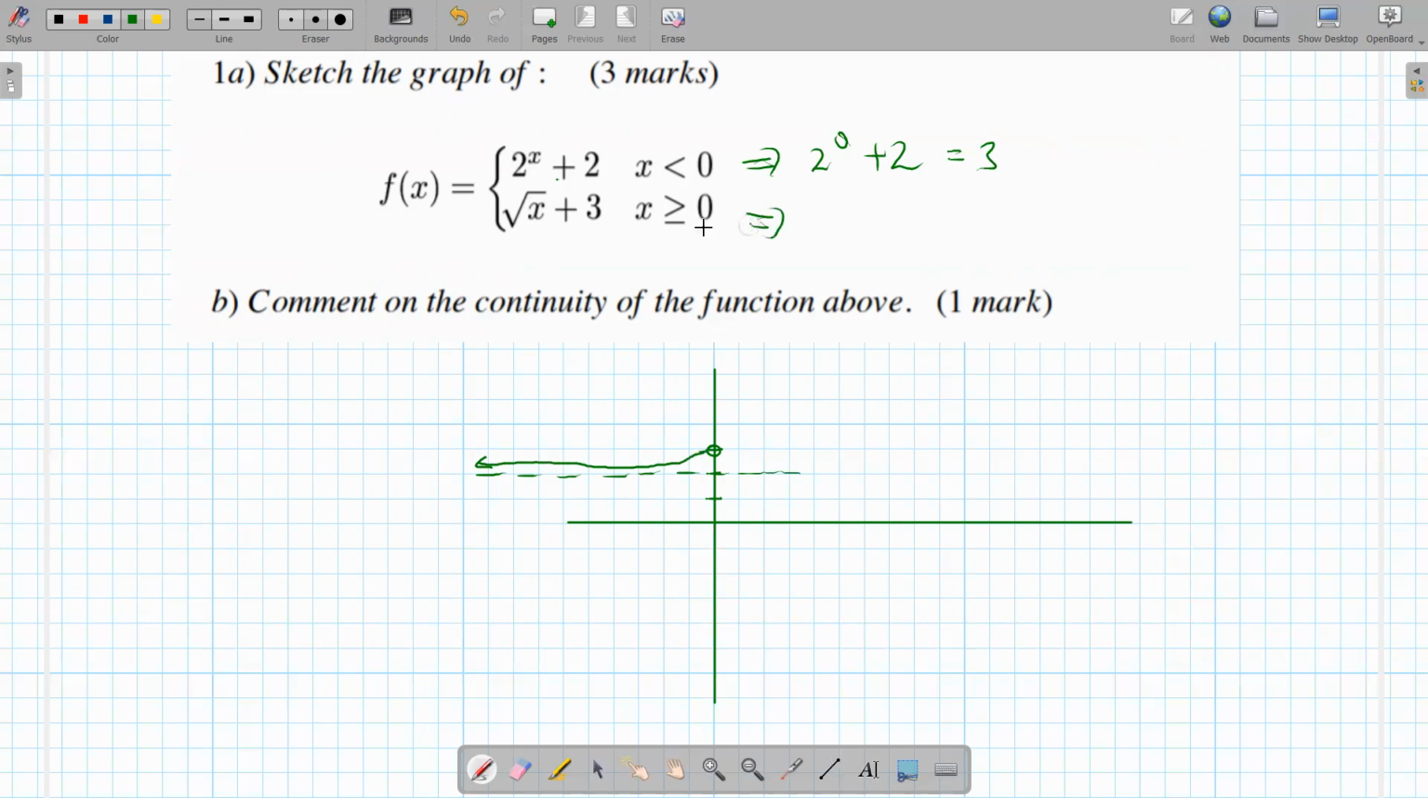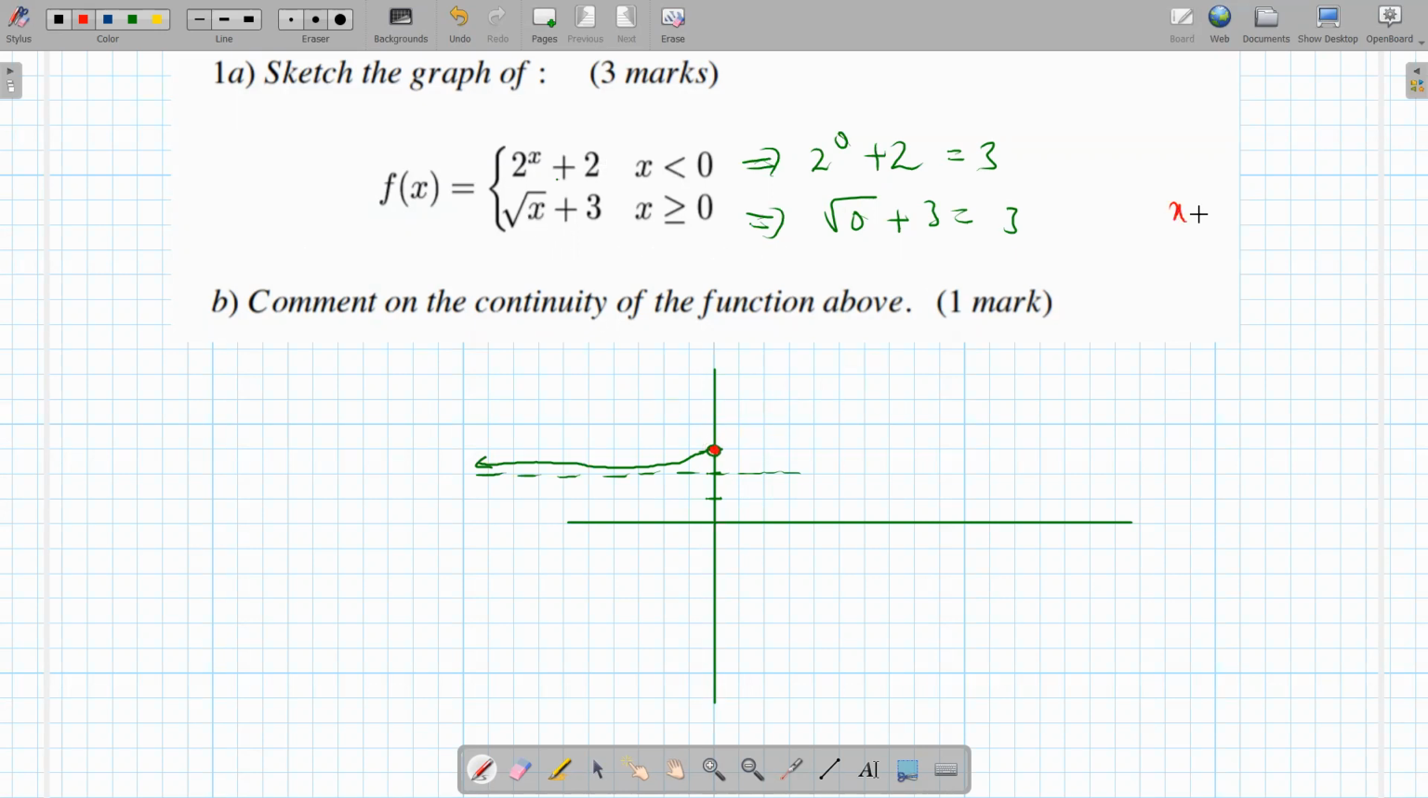Let's look at the bottom one. At the point of interest, so when x is 0, what is the y value? Is the square root of 0 just 0? Correct, yes. So then 3. So now you see this at 0, 3. Before we had an open circle. Now the bottom equation is gonna fill up that circle because it's inclusive.